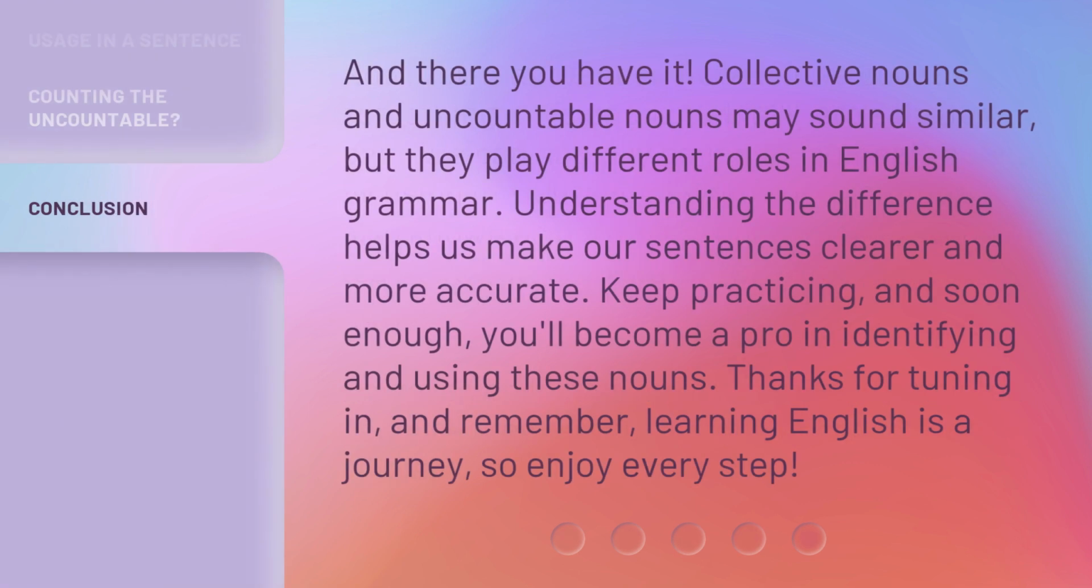And there you have it. Collective nouns and uncountable nouns may sound similar, but they play different roles in English grammar. Understanding the difference helps us make our sentences clearer and more accurate.